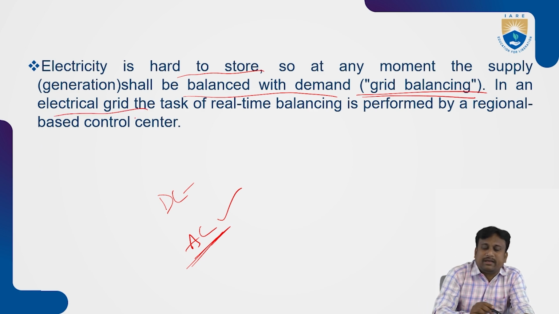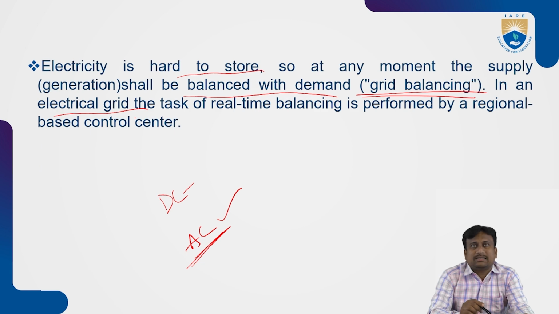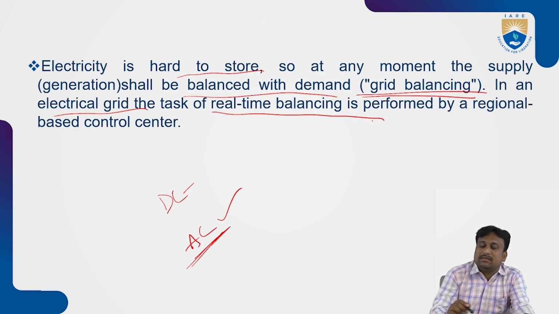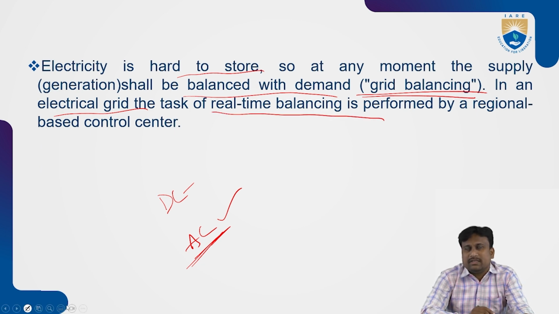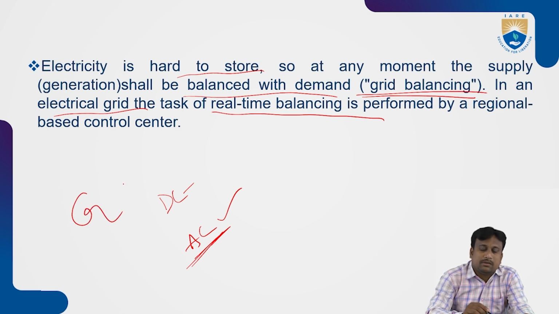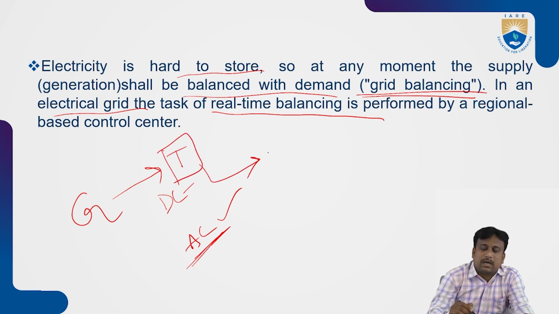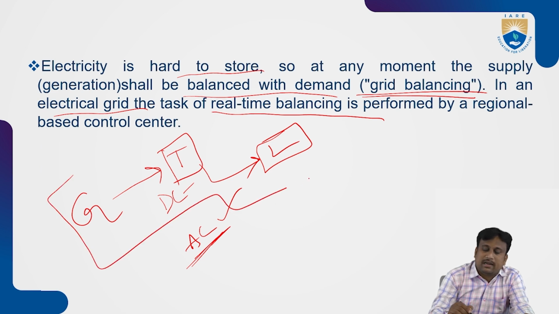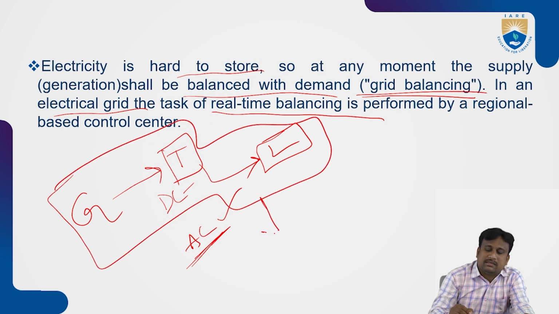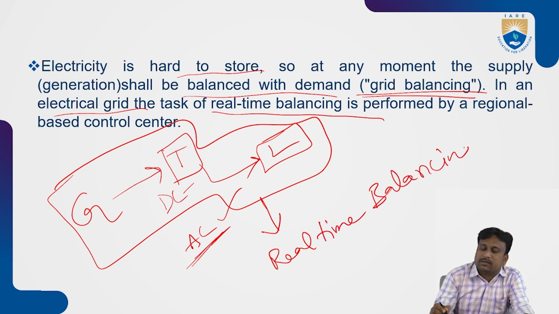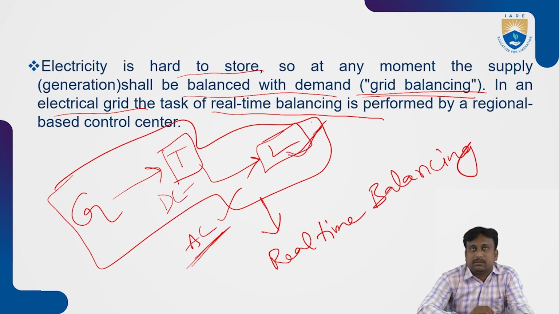So in the electrical grid, the main task is real-time balancing. When the system is operating, whenever there is generation, it reaches the transmission network and meets the load requirement. This entire process goes with the real-time balancing procedure. So what does the real-time balancing procedure mean? Meeting the load requirements.